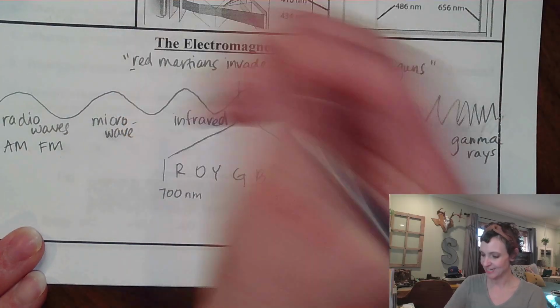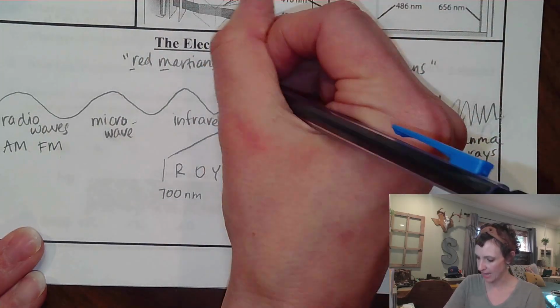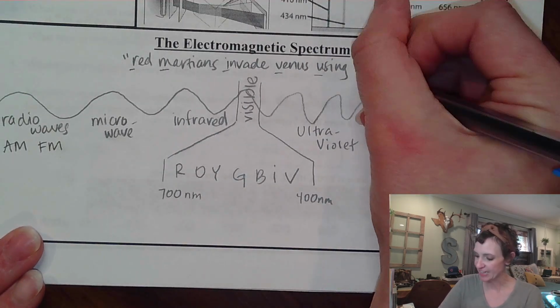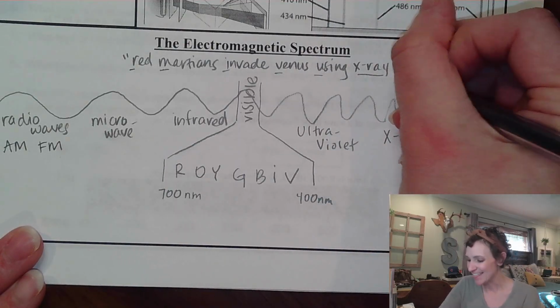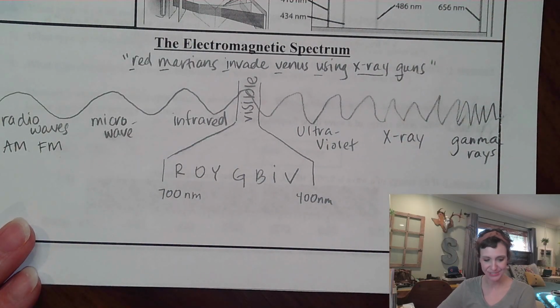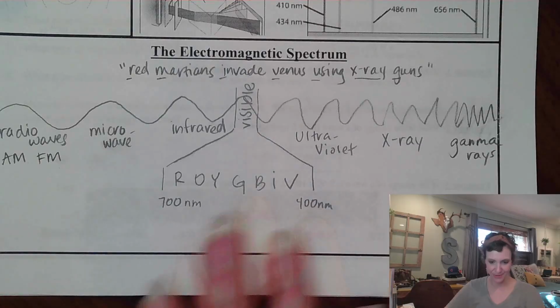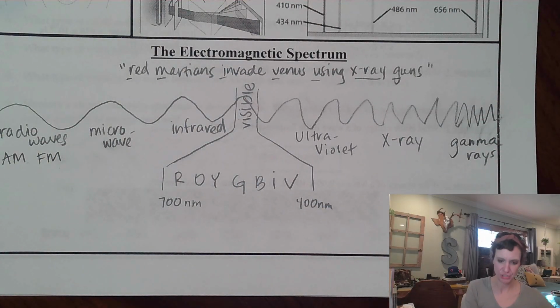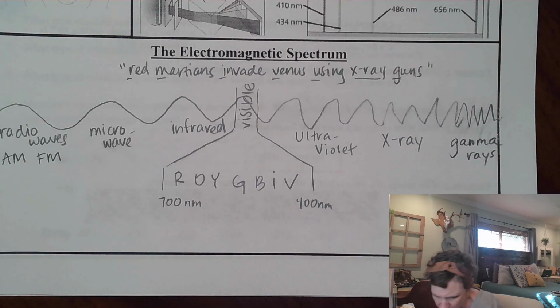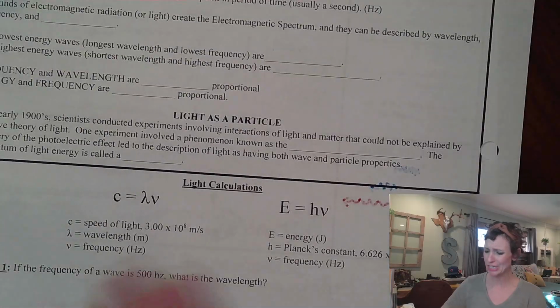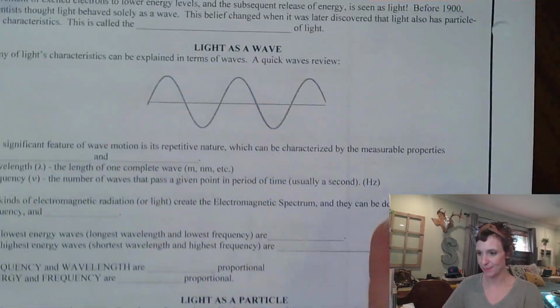So once again, R is for radio, M is for micro, I is for infrared, V is for visible, U is for ultraviolet, X is for X-ray, and then guns is for gamma rays, which is super cool, super fun. Okay, so this is our electromagnetic spectrum. We're going to flip to the back of our notes page, and we're going to talk about light and all of these properties of light.